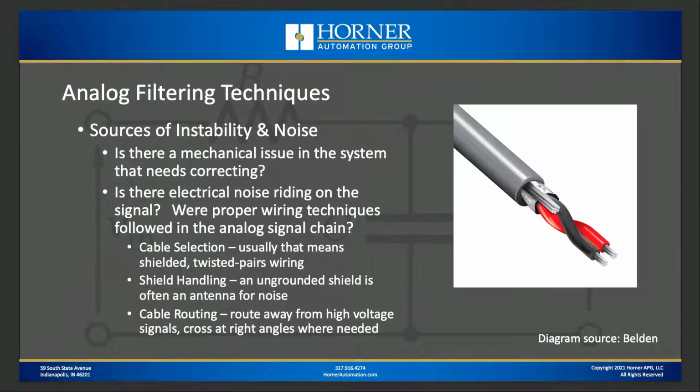And of course, as an electrical engineer, I'm always thinking electrically, and there are plenty of electrical issues we need to worry about. We could have electrical noise riding on the signal. Have we used proper wiring techniques in the analog signal chain to ensure that the impact of those is minimized? Did we select the right cable? With analog wiring, usually that means shielded, twisted pair wiring. If we do have shielded wiring, did we handle the shield properly?